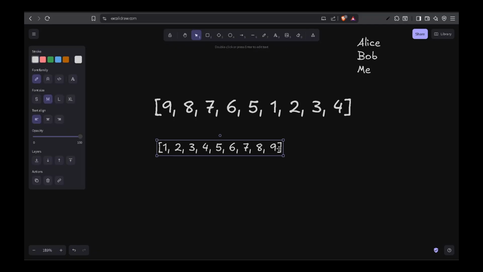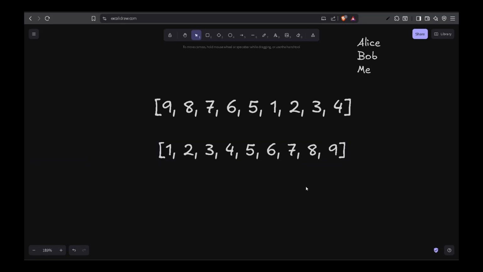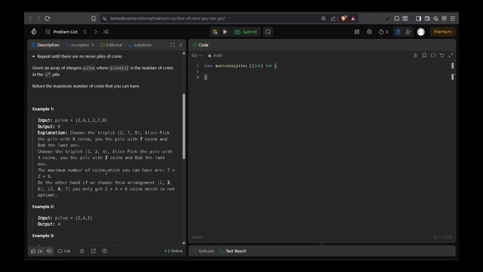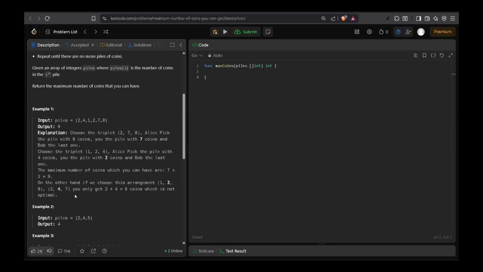This is the sorted array, right? Now what we will say is, if you read the question, you'll notice that the length of the array will always be divisible by 3, because the question says that, let me show you, the minimum will be 3, right?